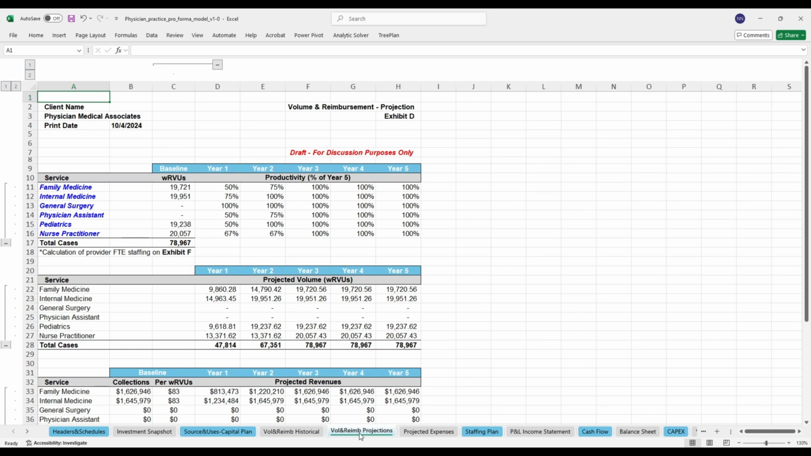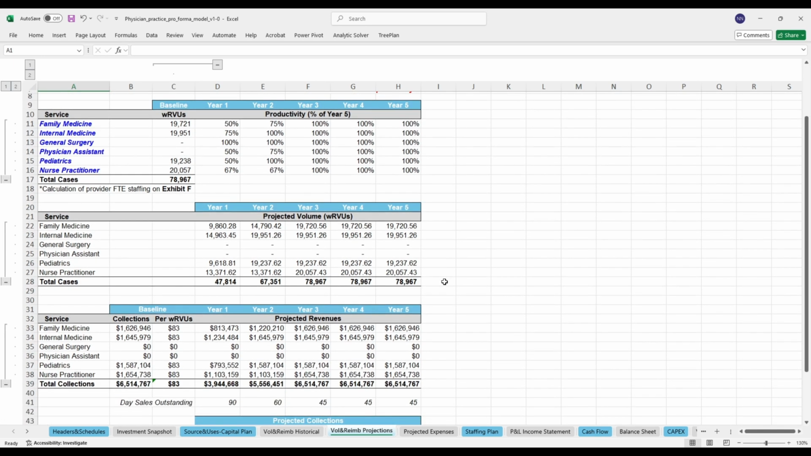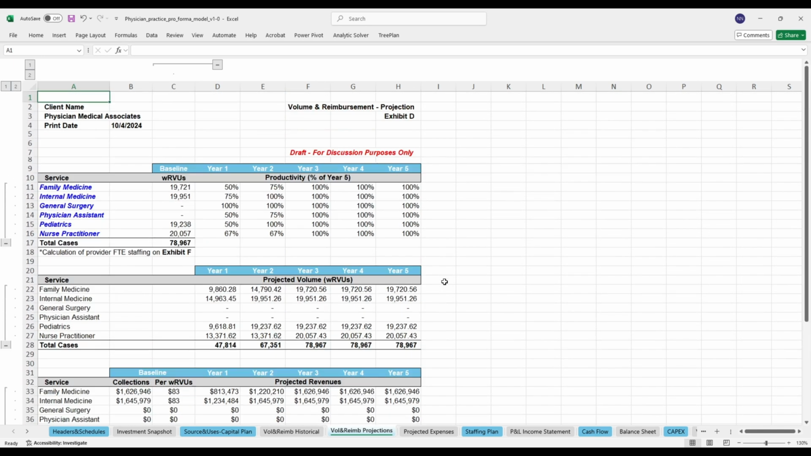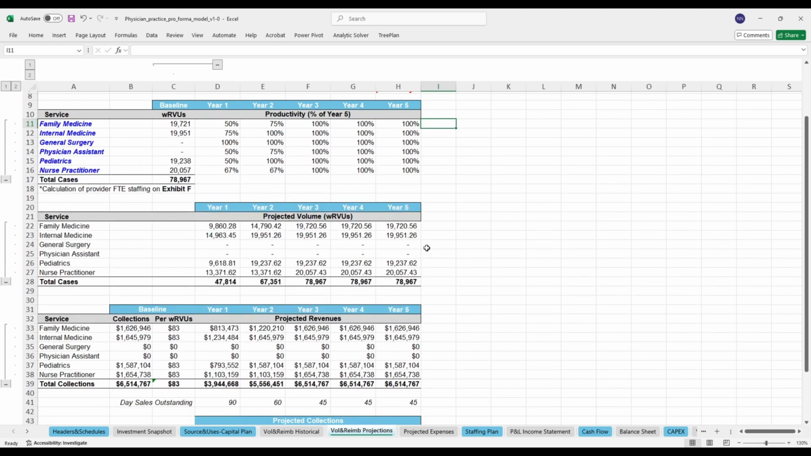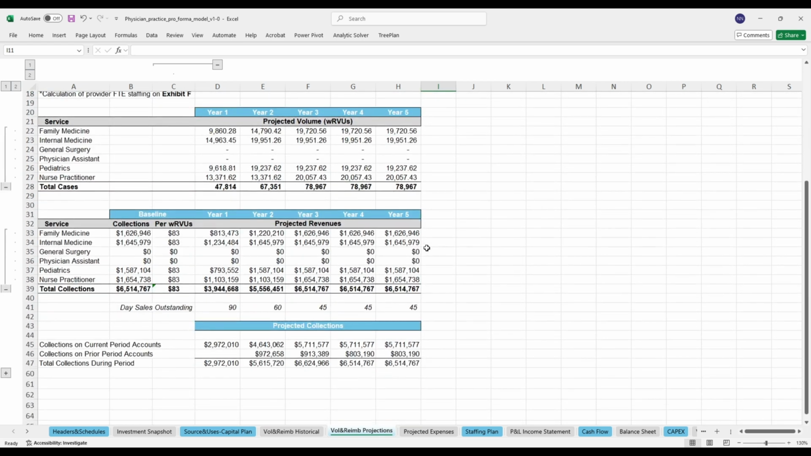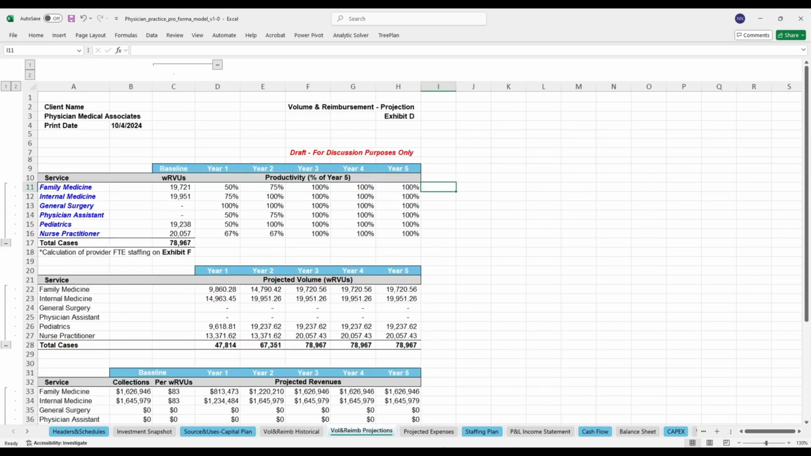The next volume and reimbursement schedule is forward-looking. It is a projection schedule. This is where future productivity is forecast. In this schedule, you can forecast how long it will take the medical professionals to ramp up their productivity. There may be delays related to payer credentialing. If you have non-competes or non-solicits, it may take a while and some marketing dollars to build back the portion of your patient base that you lose when you move from one organization to another. These things will affect how long it takes professionals to ramp up to full productivity.